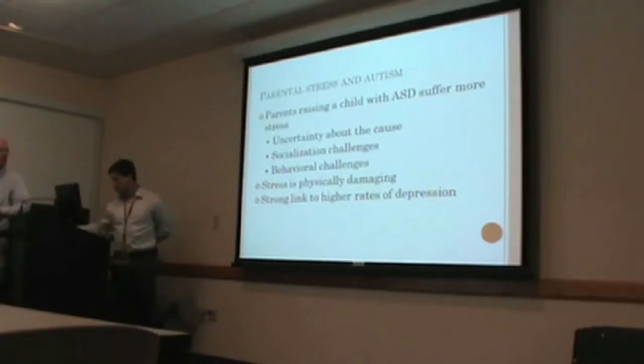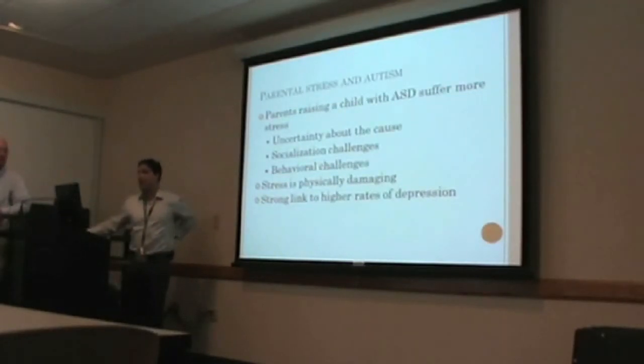So parental stress happens, and it happens more in some ways for parents raising kids with autism than parents raising typically developing children and children with other special needs. And there's some reasons for that, right? The uncertainty about the cause that we talked about is stressful. And that in turn can sort of shape what types of interventions you seek out for your kids. And that can be stressful too, because sometimes those interventions aren't covered by insurance and may not be based in science, so that adds additional stress.